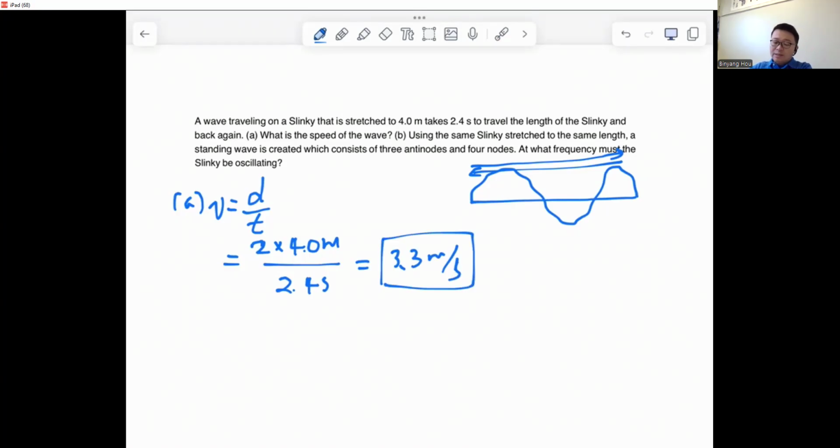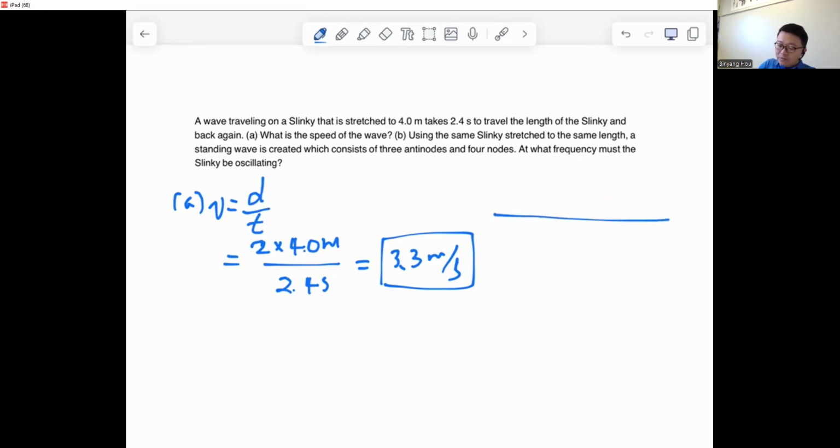In part B, it asks that using the same slinky stretched to the same length, a standing wave is created, which consists of 3 antinodes and 4 nodes. So it's not the figure I had there. Let's redraw this. We will have 4 nodes and 3 antinodes. So that means here and here we have this going up and down. Nodes are where the string vibrates the minimum, and antinodes are where it vibrates the maximum. It's asking at what frequency the slinky is oscillating.